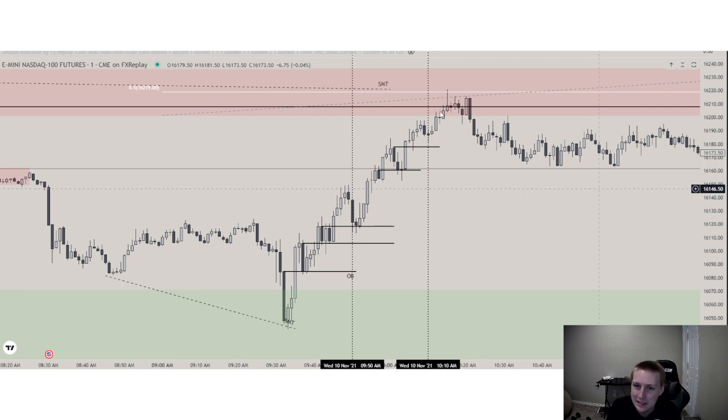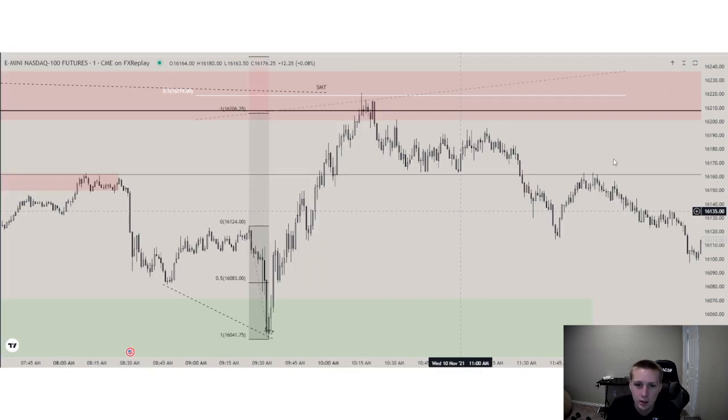So after 1010, what if we've had expansion to the draw on liquidity, which was this 1 hour inversion? I'm anticipating to see a possible consolidation or some form of time distortion where we're not really moving in a certain direction for a certain reason. We're kind of just marking time throughout these candles. And that's what you end up seeing here.